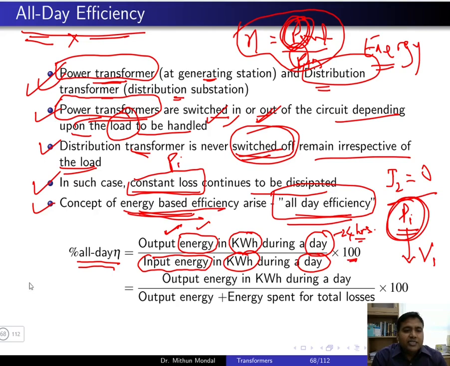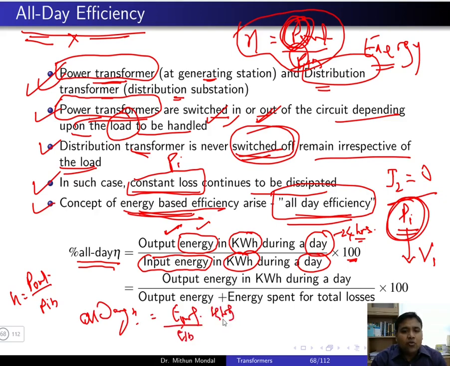So here, instead of using power output by power input, which we used to determine the efficiency of any transformer, when we need to find the all day efficiency, we will go for energy output by energy input, and the unit has to be always kilowatt hour, under 24 hours time, that is one day. So all day efficiency is always calculated in a particular day, as the name suggests. One day means 24 hours.